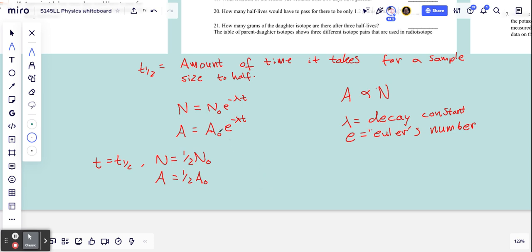So rather than writing n, I'm going to write half n naught is equal to n naught multiplied by e to the minus lambda, and t is t half. And then we can see we can cancel out these n naughts. If you did it with the A naughts, they would cancel out. And we'll just simplify this.